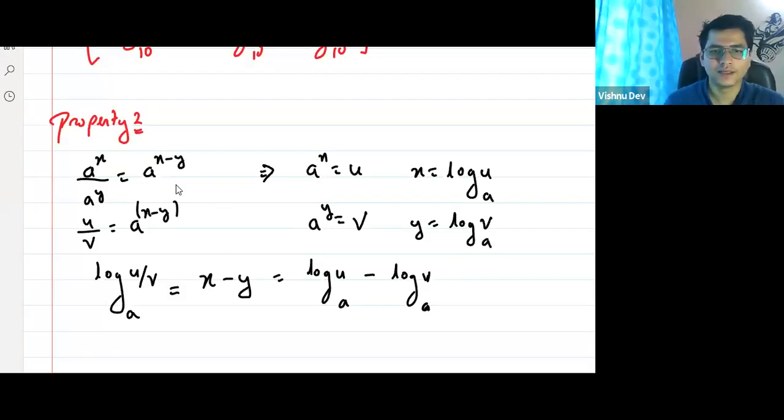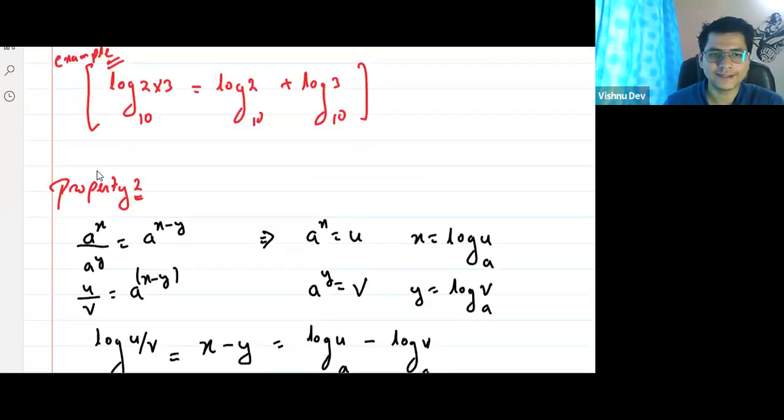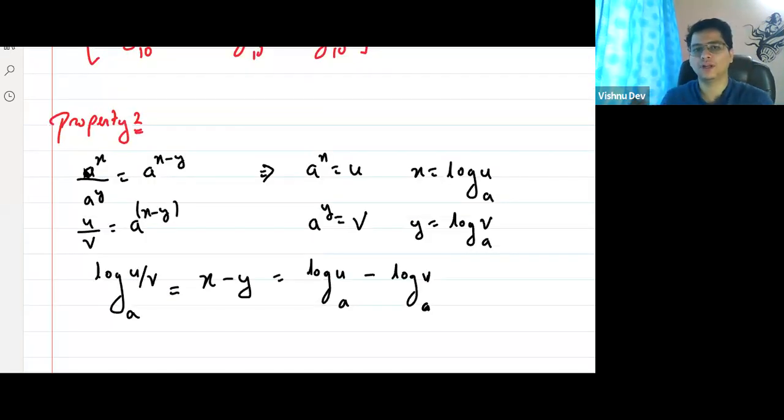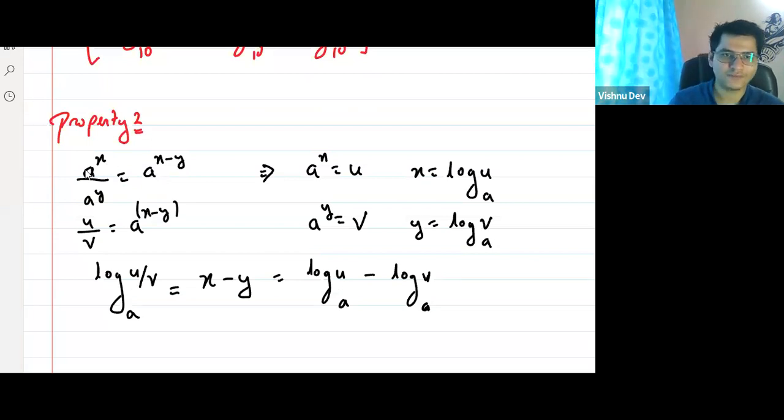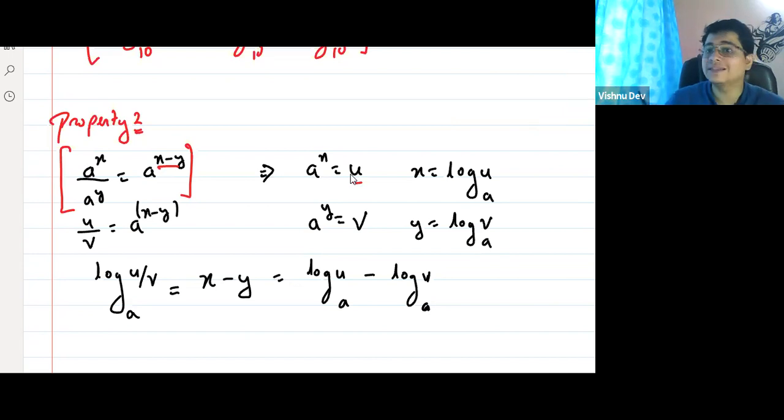Okay. So I'll resume property 2. See, it is same as property 1, right? When you talk about the properties of exponents and radicals, we have this property, which is a power x by a power y is equal to a power x minus y. So the power over here is what? x minus y, right? If I'm saying that a^x is equal to u, I'm imagining this for the sake of simplicity, right? And a^y is v. So this term can be written as u by v.